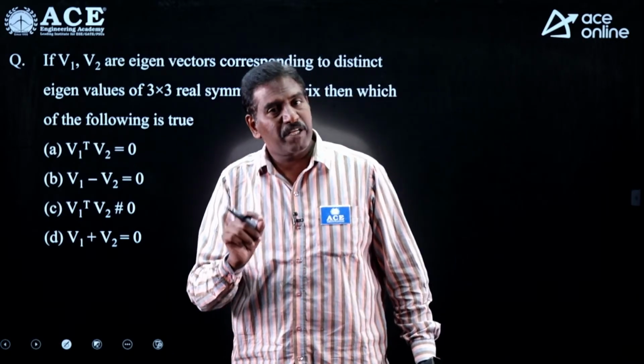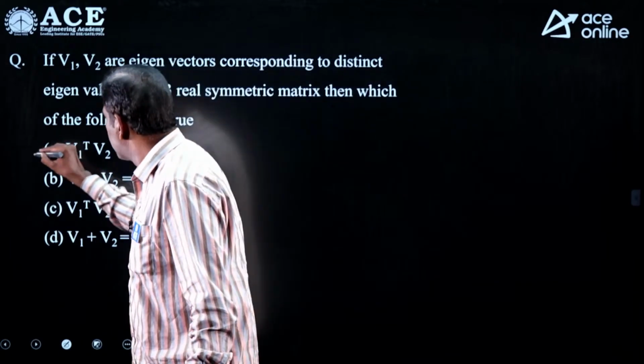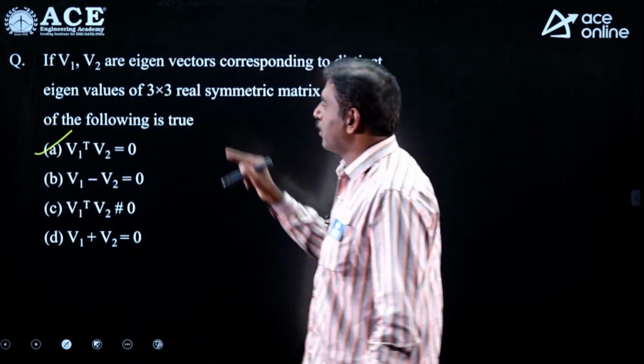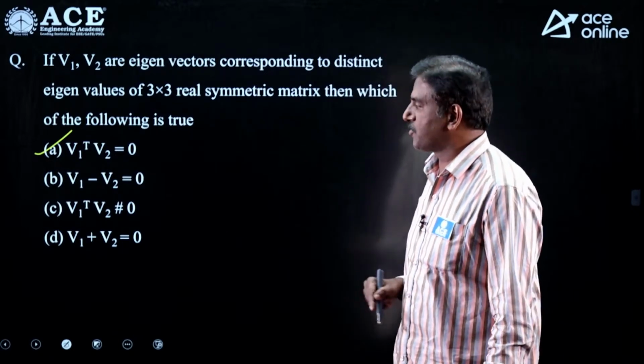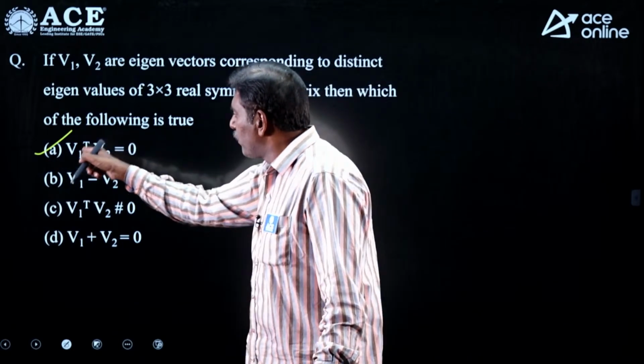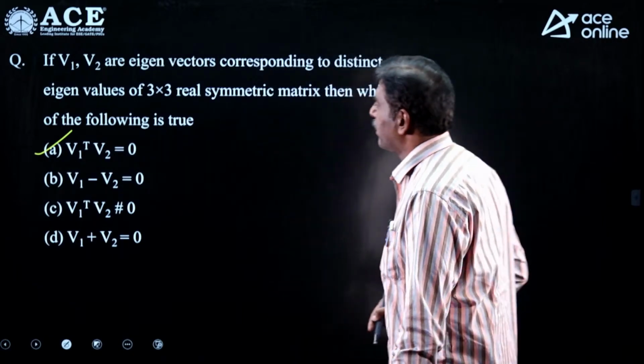Eigenvectors of a real symmetric matrix are pairwise orthogonal. Pairwise orthogonal means the product of V1 transpose into V2 is equal to 0. These two are orthogonal vectors, so orthogonal means V1 transpose into V2 is equal to 0. Okay, only option A is correct here directly.